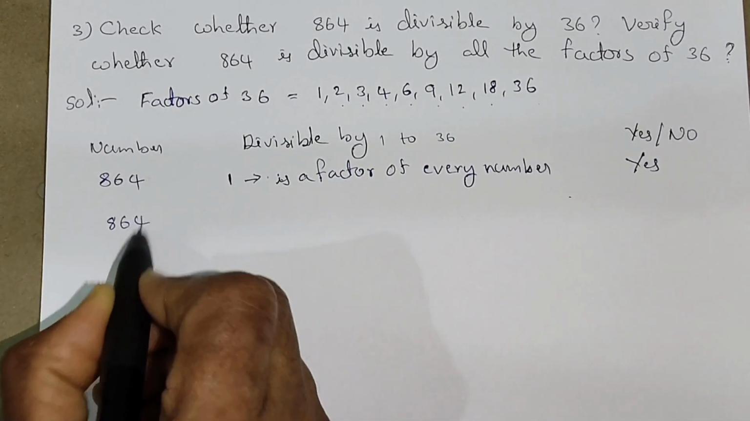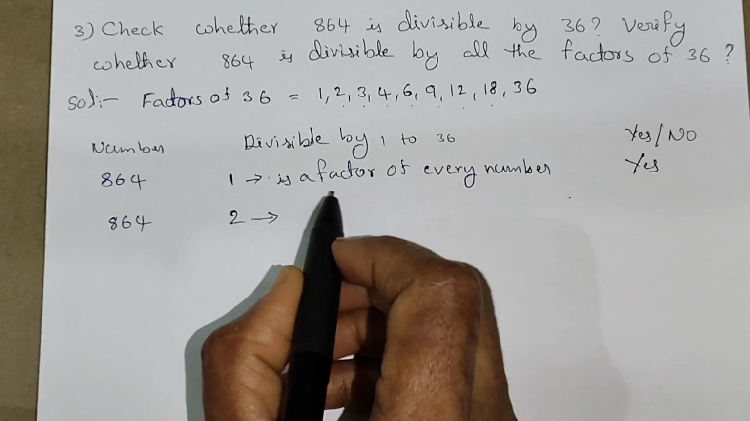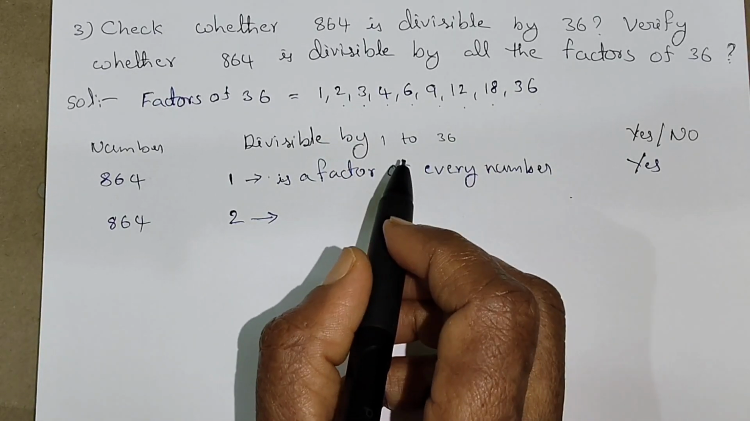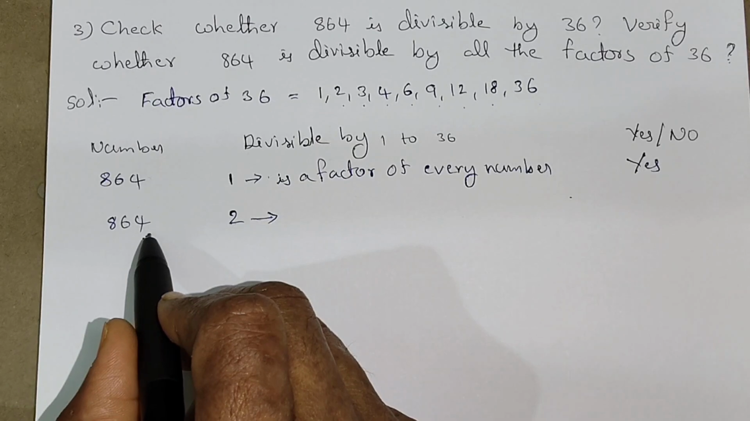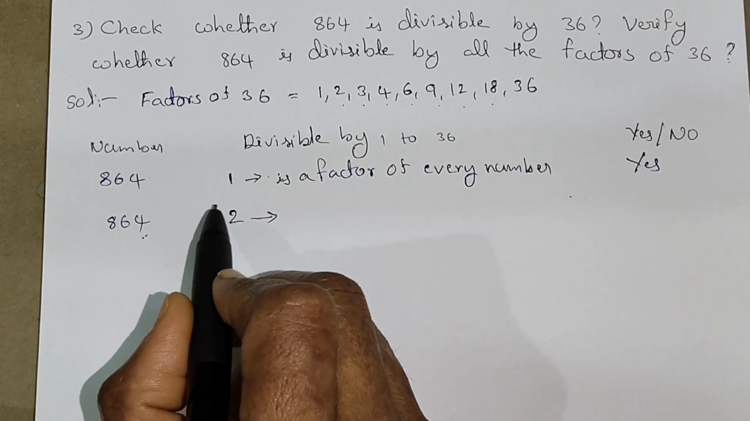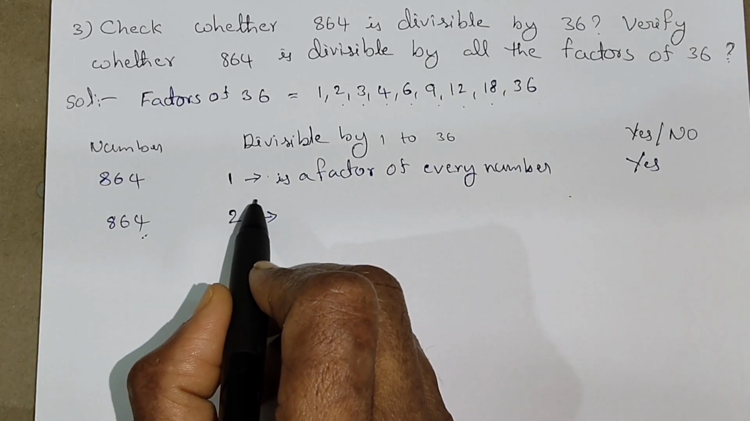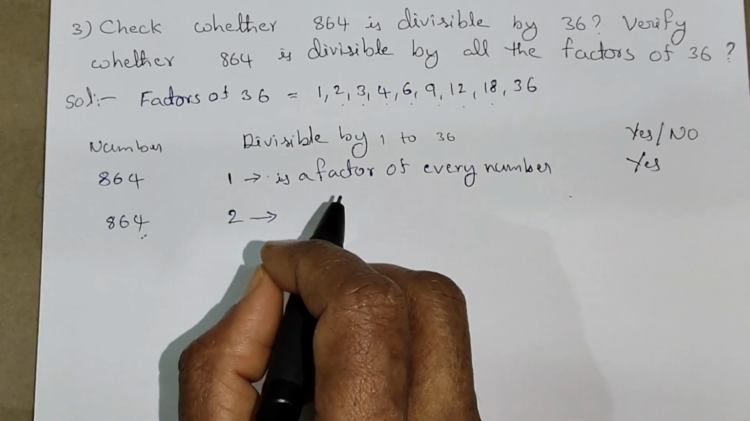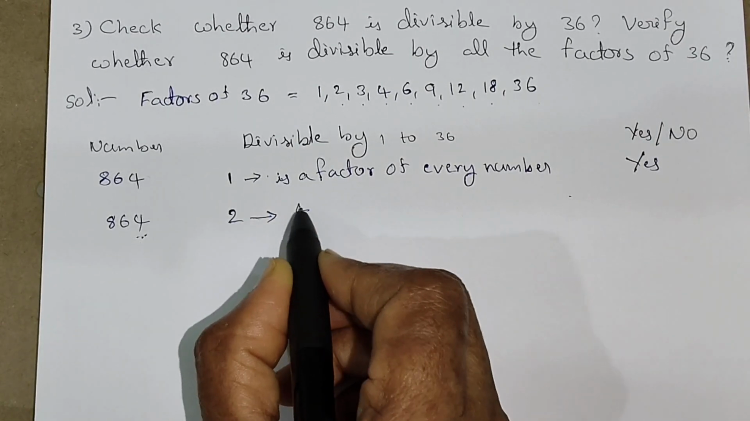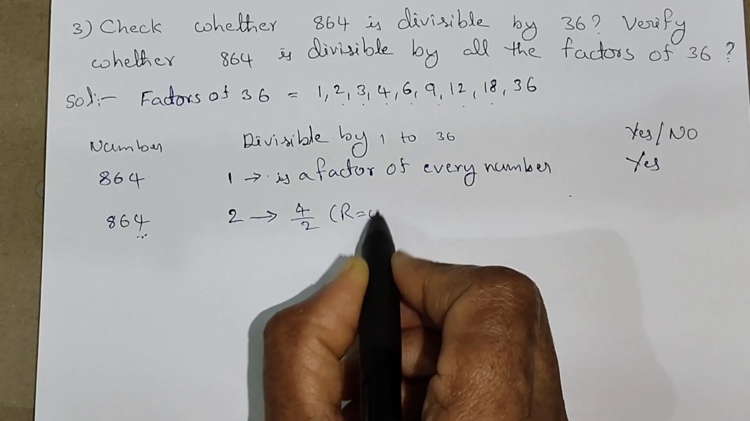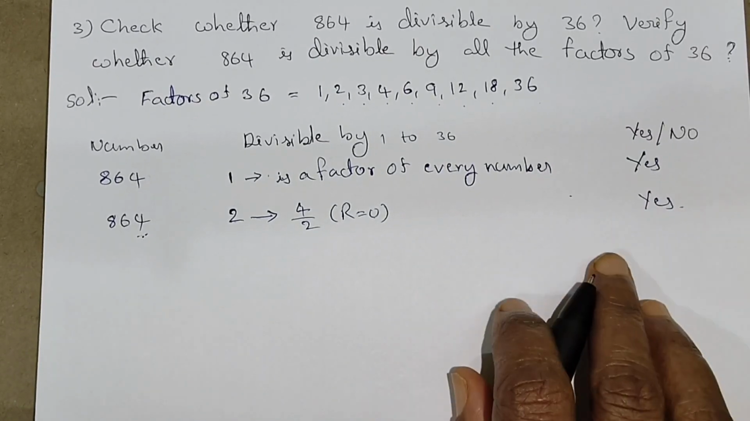Next, the second factor is 2. The divisibility rule for 2 is that the units place is 0, 2, 4, 6 or 8; then the number is divisible by 2. Here 4 is in the units place, so it is divisible by 2. 4 by 2, the remainder is 0.